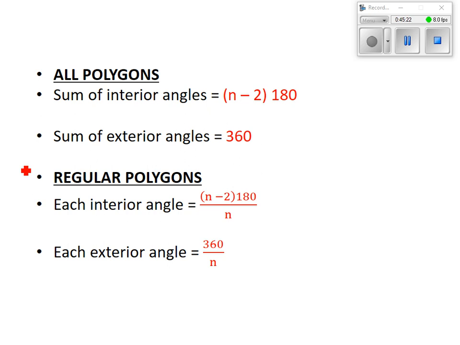Just rewrite them again. Those formulas to find the sum of the interior angles of a polygon, the sum of the exterior angles of a polygon, each interior angle of a regular polygon, each exterior angle of a regular polygon.